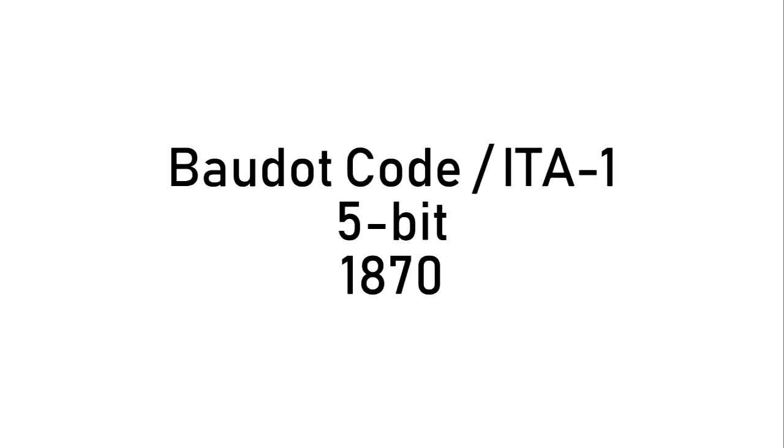Well, it all started back in 1870 when we had bad ideas and didn't realize that there were languages other than English. It was a 5-bit encoding, and as an example, you have 5 bits here. It could encode pretty much all of what we would call the Latin alphabet, so A to Z, 1 to 9, and a couple of other characters to help along transmission.